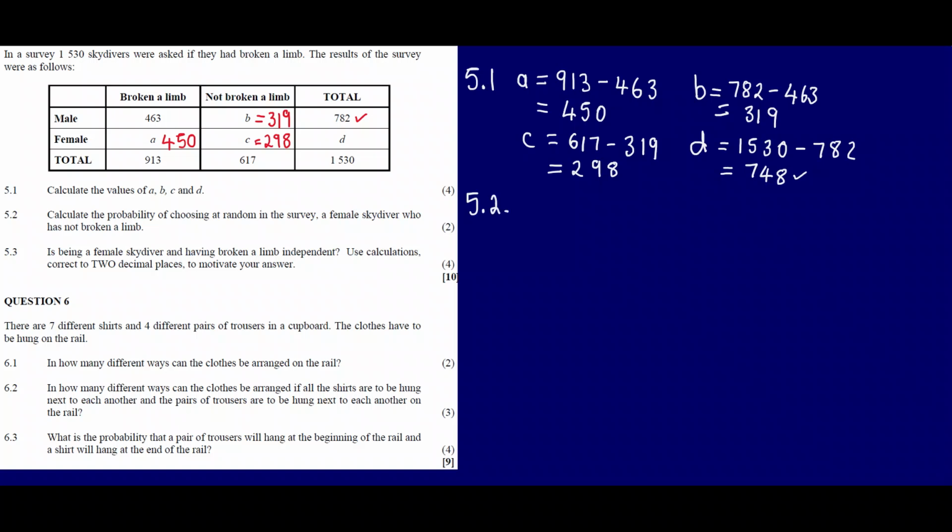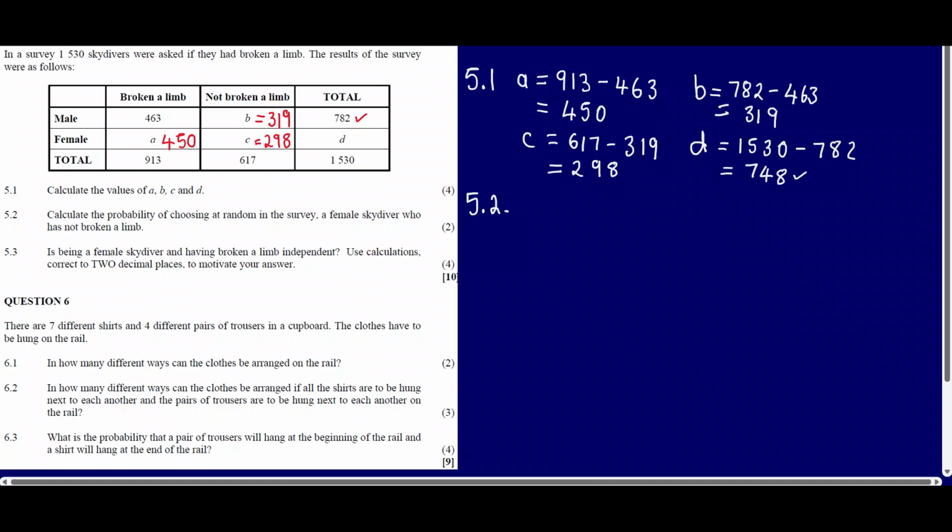So let's move on to 5.2. We have to calculate the probability of choosing, at random in the survey, a female skydiver who has a broken limb.